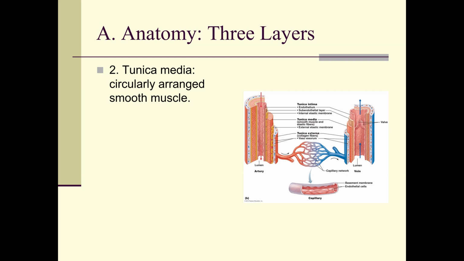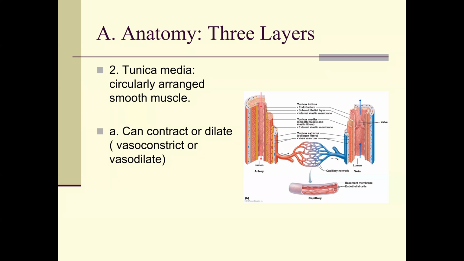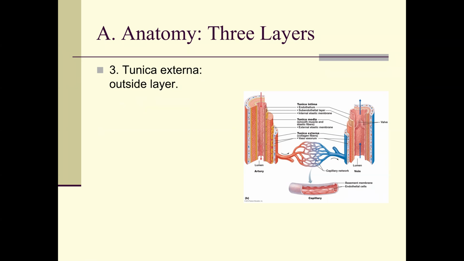Or if we got into a situation where we were hypotensive because of blood loss, we would need some of these circular blood vessels to constrict down, okay, to try to preserve blood. Remember, at all costs, we need to preserve blood to the heart and to the brain. They can constrict or dilate, vasoconstriction or vasodilation.